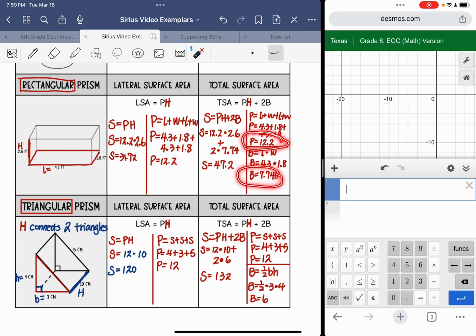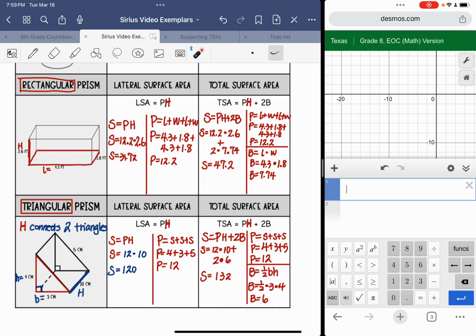Once you get your perimeter and area of the base, you should be able to plug them back into the original formula. P is the perimeter. H is the height of the whole prism, plus 2 times the B, the base. The base is right here. So when you multiply and add, solve for this expression, you should have 847.2.